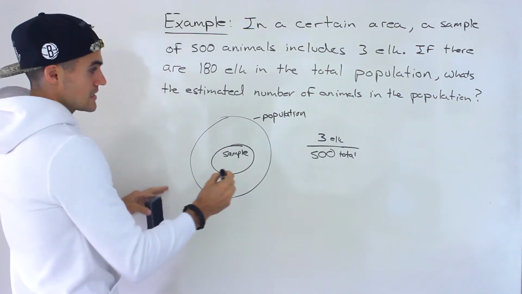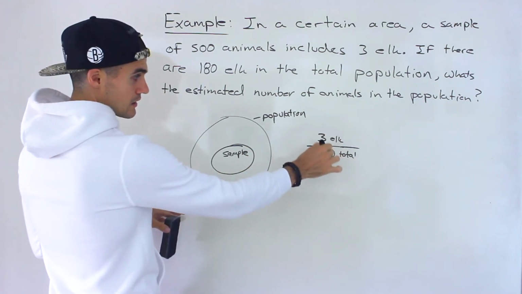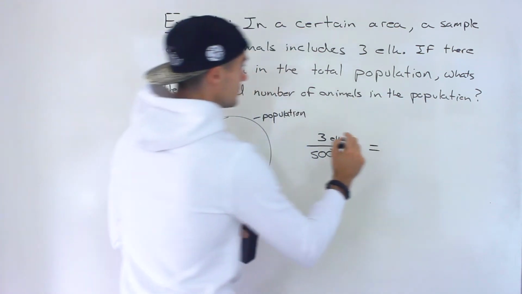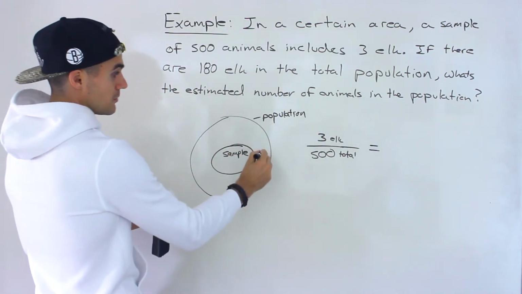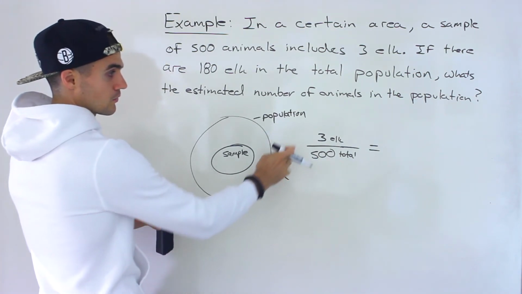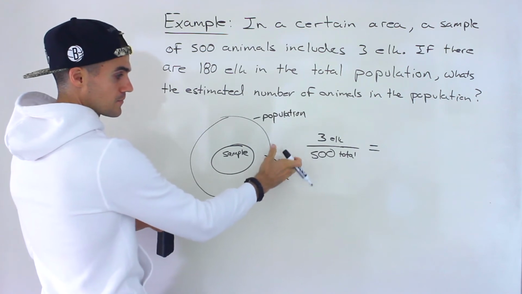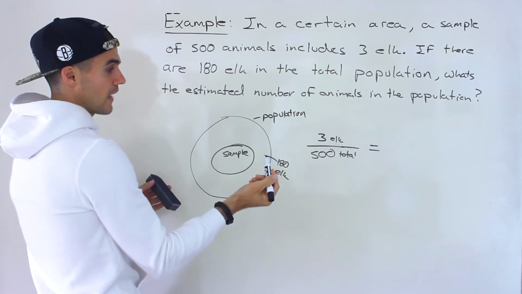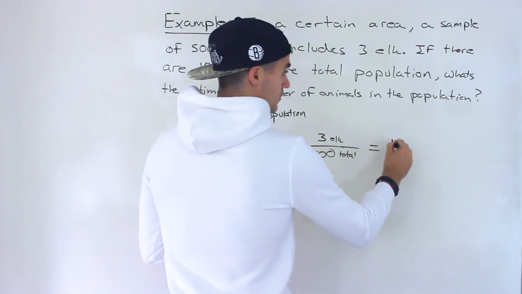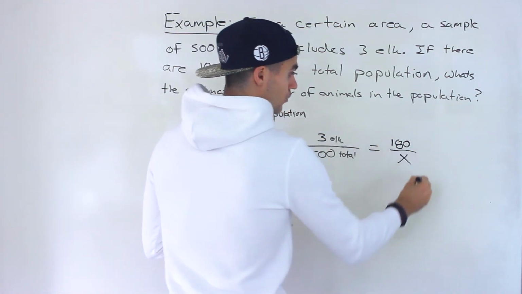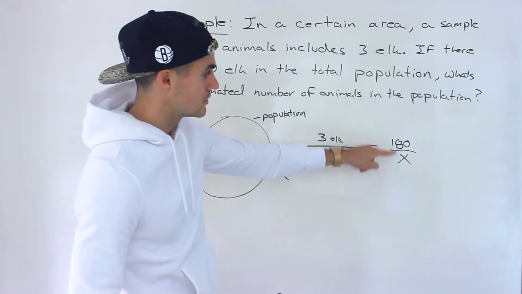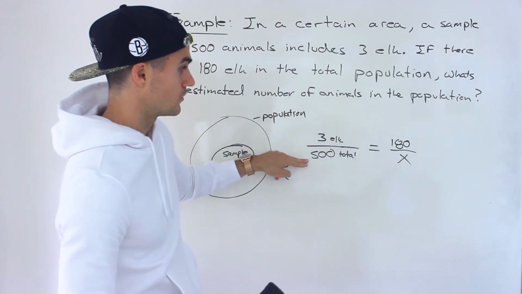So in this case, this is the fraction for the sample. And so what we want to do is we're told in the population there's 180 elk. And so knowing this proportion here, we're asked what's the total number of animals? What's the estimated total number of animals in the population? So we would just put 180 elk over x. We'd be solving for that x, right? Elk to total, elk to total.